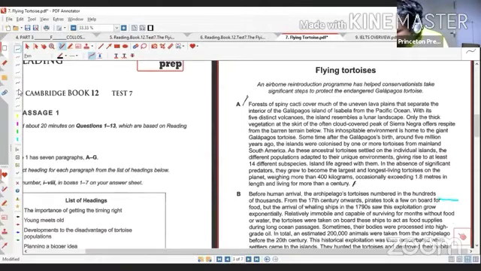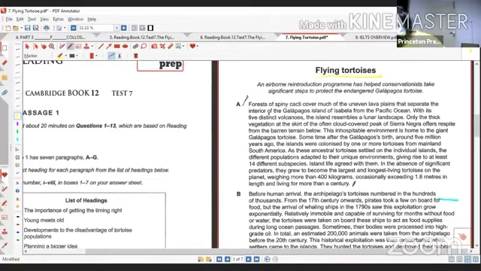Okay, what am I reading? An airborne reintroduction program has helped conservationists take significant steps to protect the endangered Galapagos tortoise. Okay, so they're talking about what? Are they protecting one? Let's start reading. The first sentence is very important because this is a keyword. It is a topic sentence.